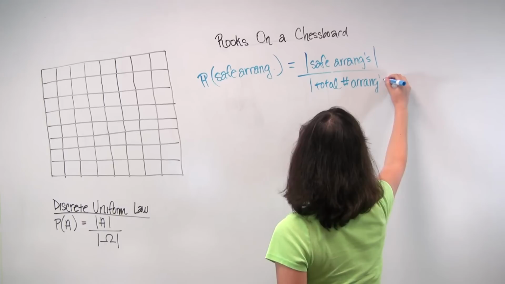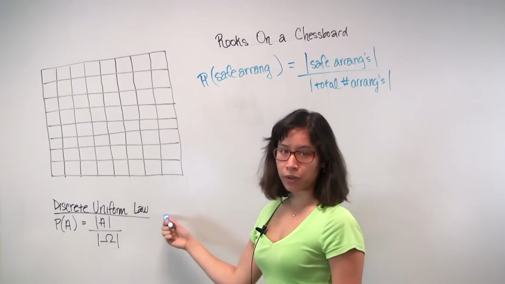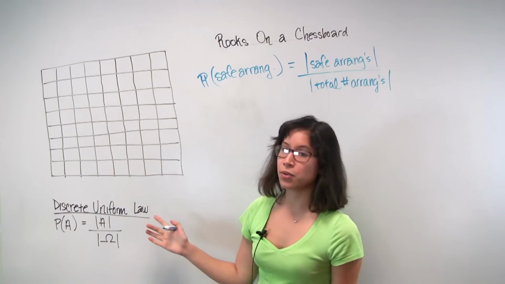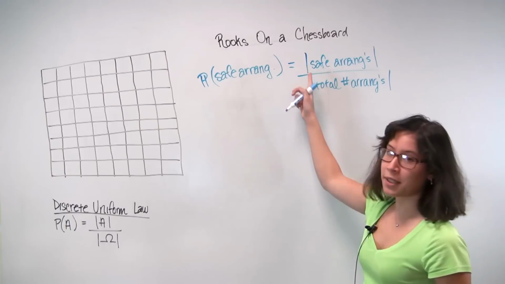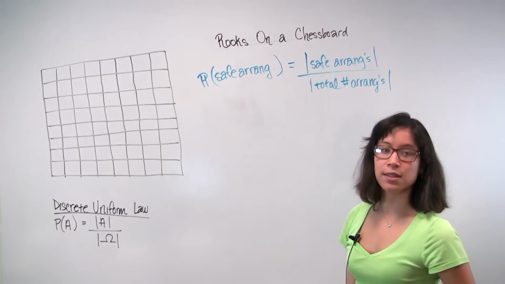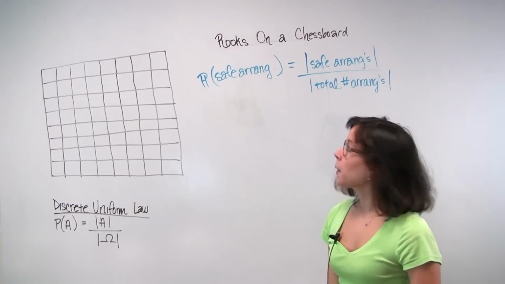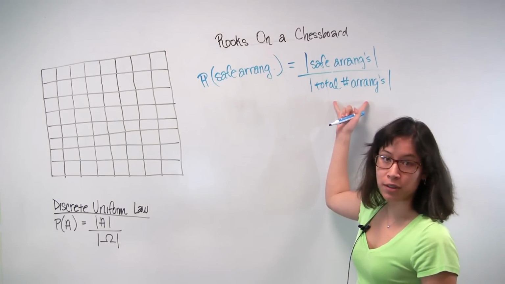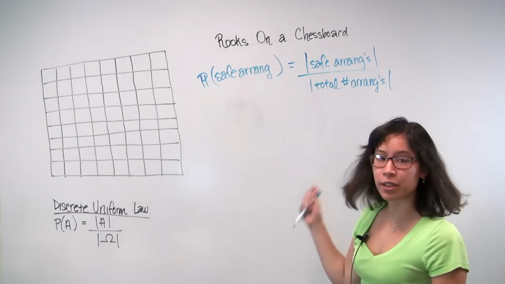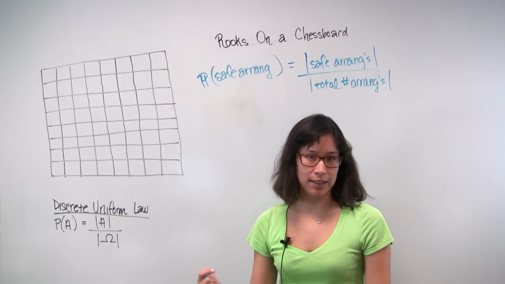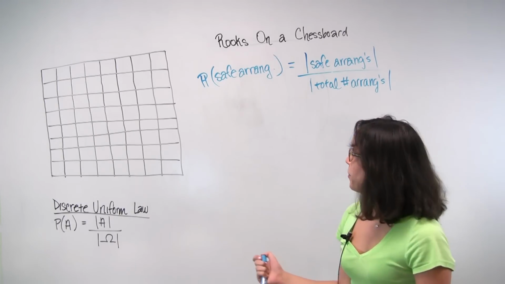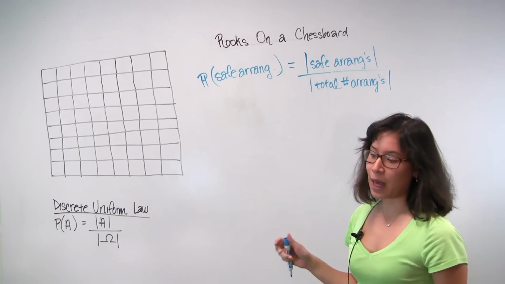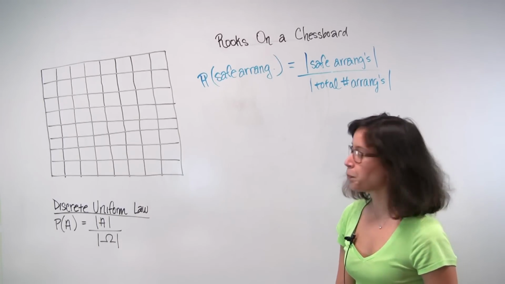As you've seen in other problems, the discrete uniform law is really nice because you reduce the problem of computing probabilities to the problem of counting. And so here's where we're going to exercise those counting skills as I promised earlier. I would like to start with computing the denominator, the total number of arrangements, because I think it's a slightly easier computation. We don't care about the arrangements being safe, we just care about how many possible arrangements there are.